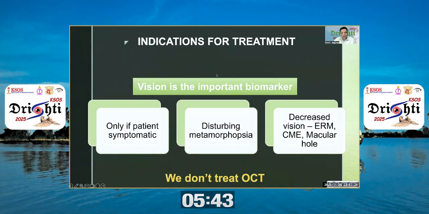Vision is a very important biomarker. If you operate on the patient with good vision, sometimes there's a risk of vision drop even after surgery. So, patient counseling is extremely important. Only if the patient is symptomatic, we need to treat. If there is disturbing metamorphopsia, we can treat, or once the vision has reduced. Just because OCT is showing something, and the vision is good and the patient is not having any symptoms, then we don't need to treat such a patient.